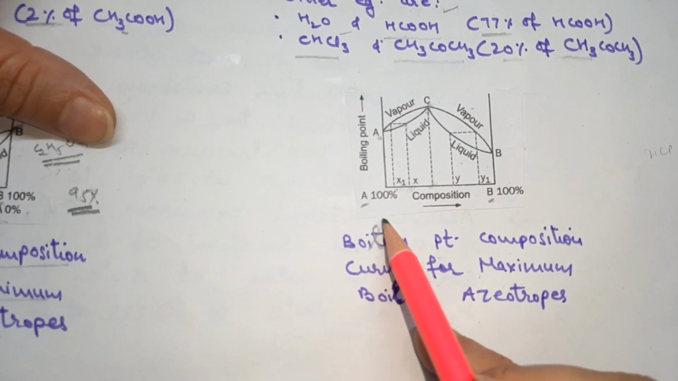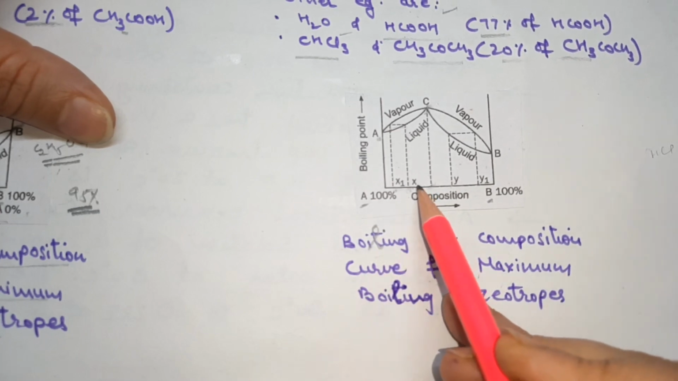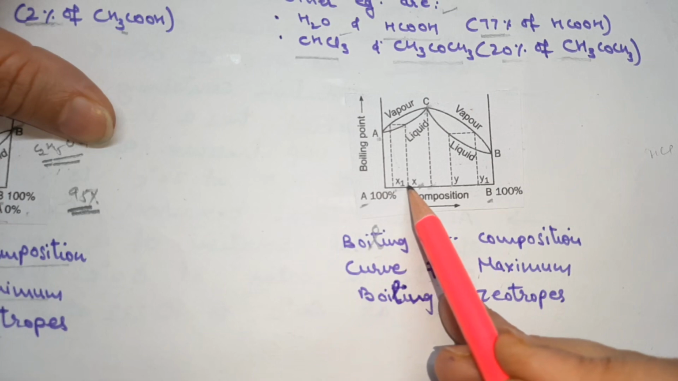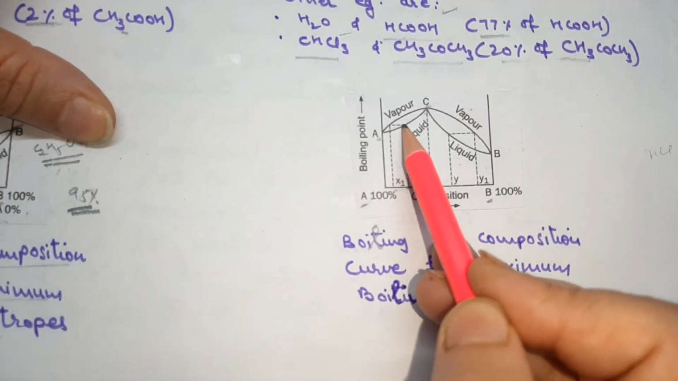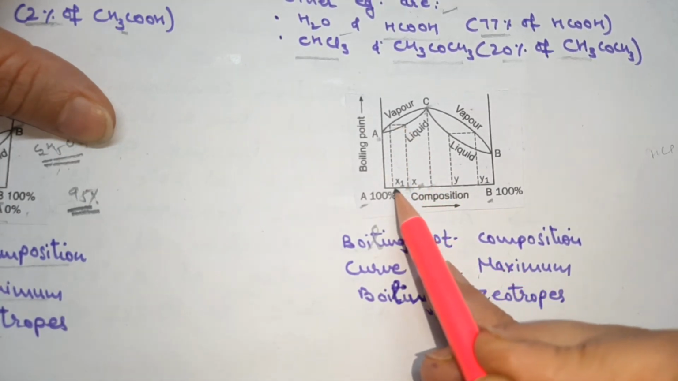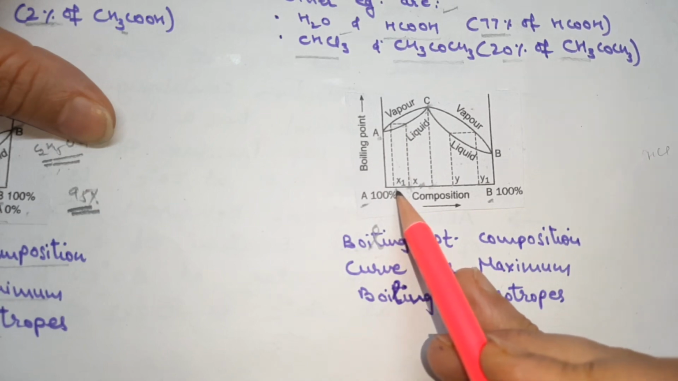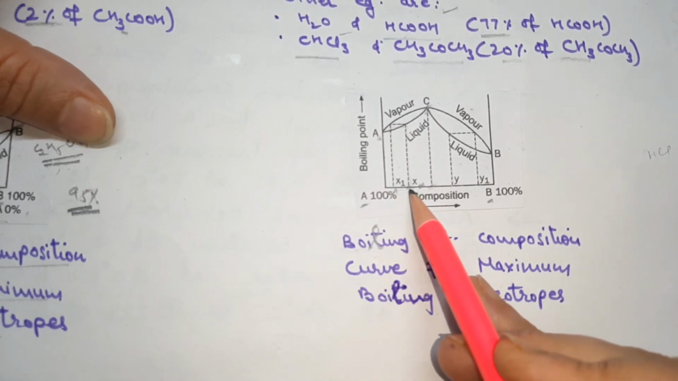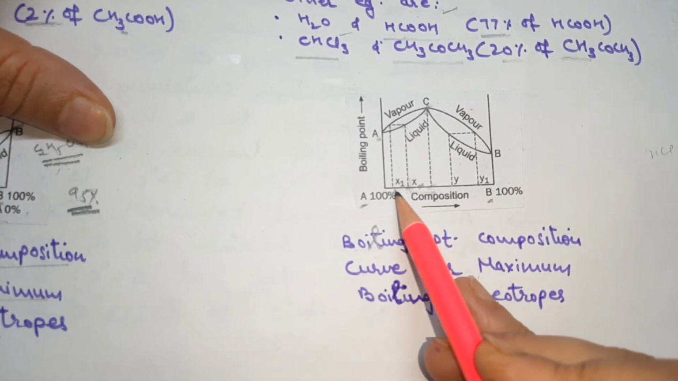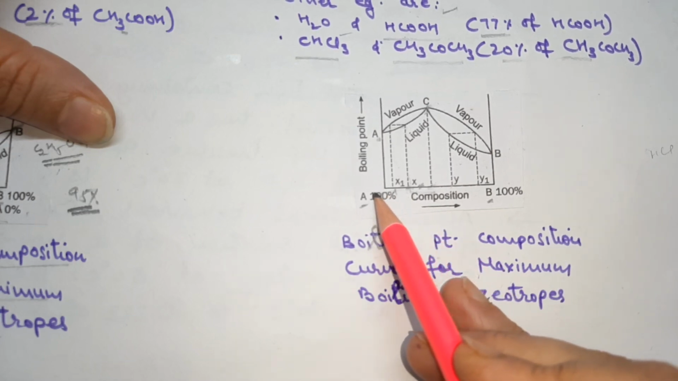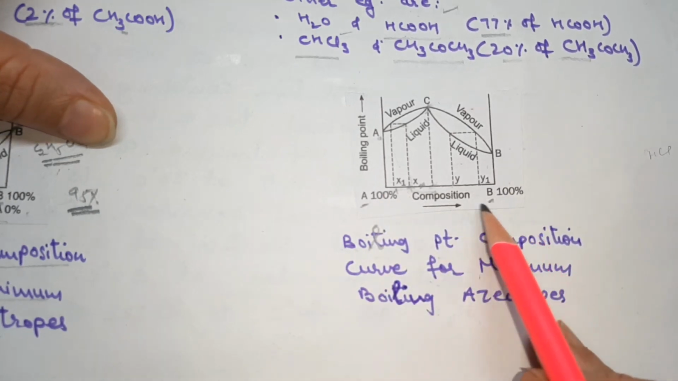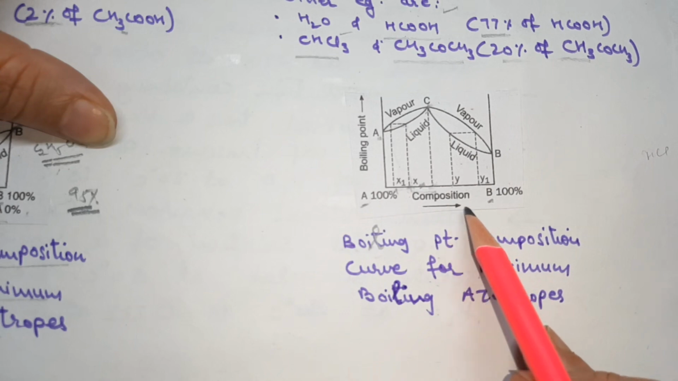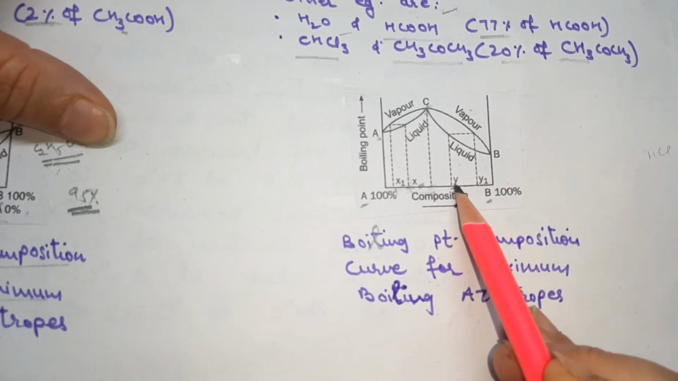Now let us discuss it in detail. Consider the distillation of a mixture of composition X. So the vapors coming off at this composition will have composition X1. The composition of the residual mixture moves towards C and the composition of the distillate moves towards A.